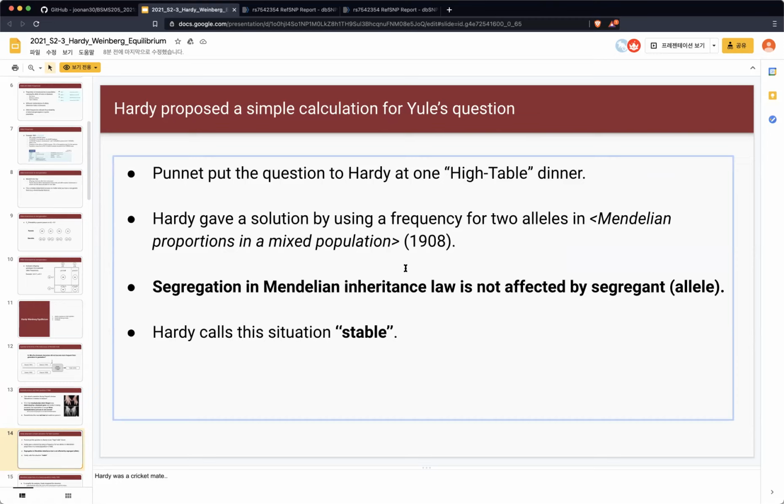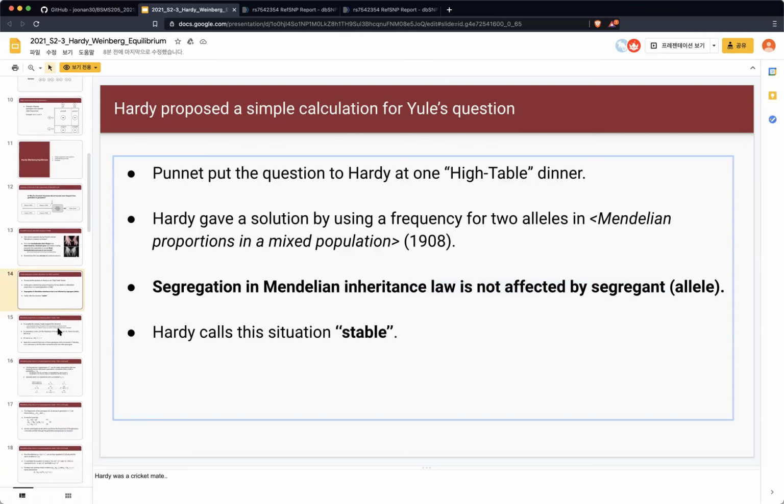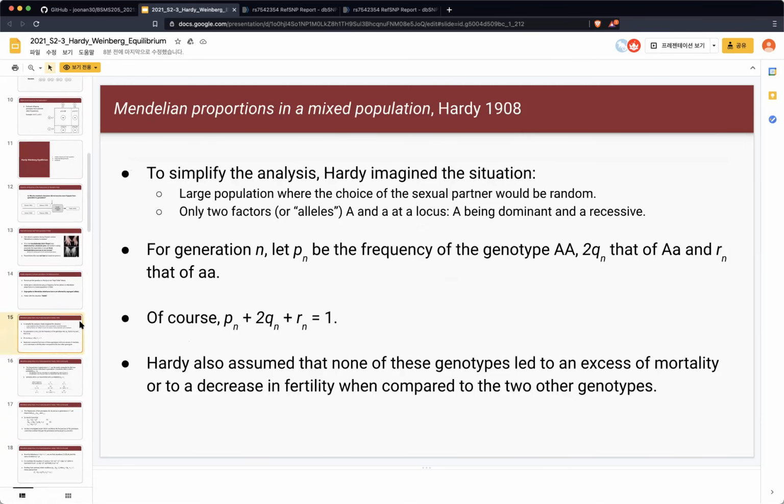Anyway, Hardy's conclusion was that segregation in the Mendelian inheritance law is not affected by the segregant. The segregant is the allele, right? So segregation and segregant are independent entities. And then Hardy called this situation stable. Okay, so let's go through Hardy's calculation.